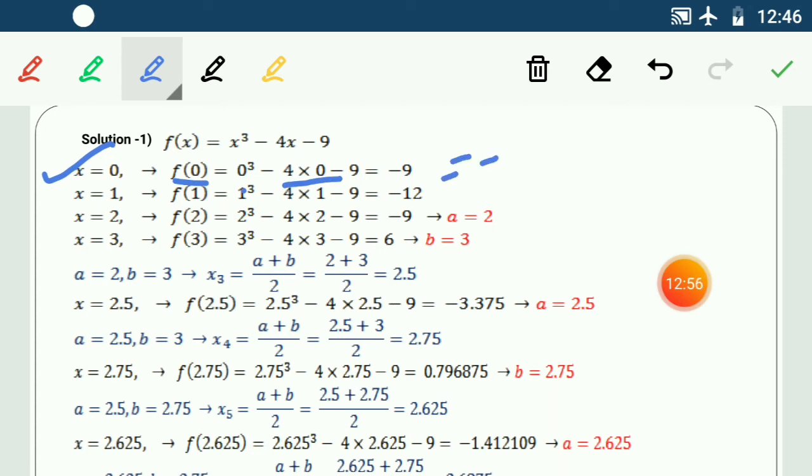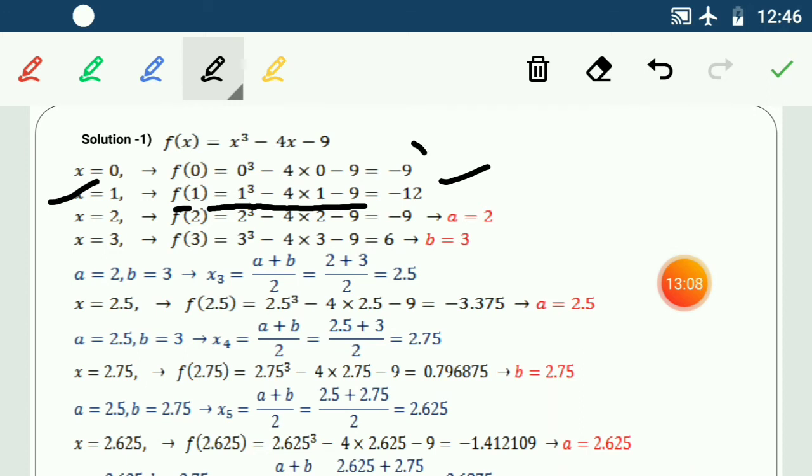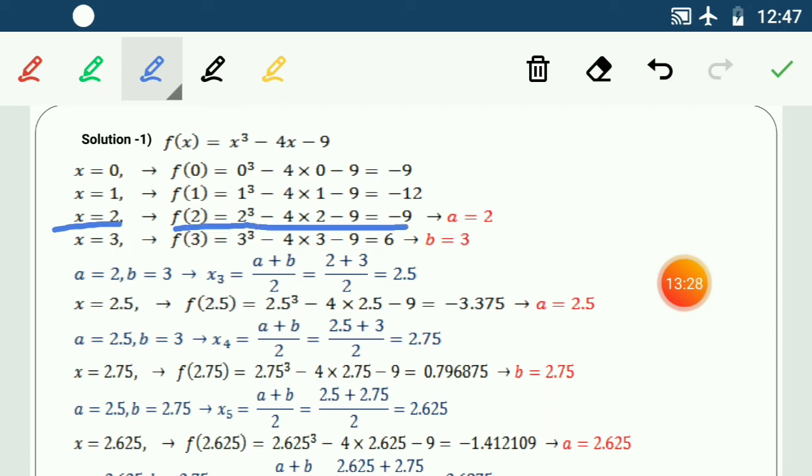And what about x equals 1? In the same process, it gives me the value of minus 12. So you can see here we have a set of solutions with the same sign, that is negative. There is no change in the sign, so it is not an alternate set, and we cannot stop here. We have to go further. Next, x equals 2. For f of 2 I got the value as minus 9. Again it is the same sign, so we cannot stop here.